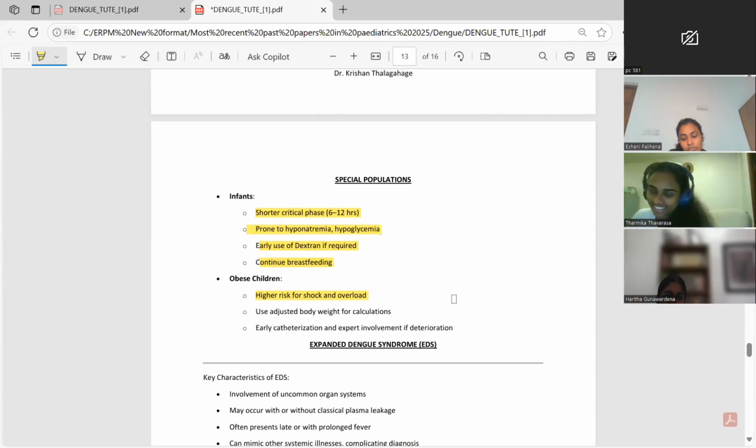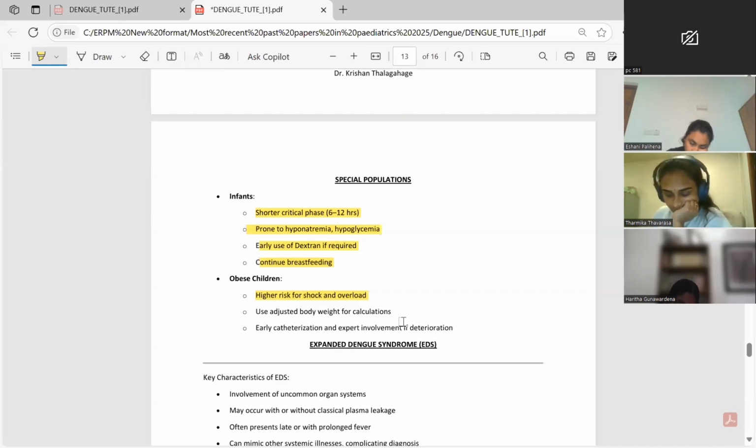Now are you going to calculate fluids for his 30 kilos because he is obese? No. Right? There is a formula, adjusted weight. You need to make sure that you calculate fluids as per adjusted weight and then you give accordingly. Was that understood? Right? So the weight should be adjusted. Early catheterization may be needed. Right? Was that understood so far?